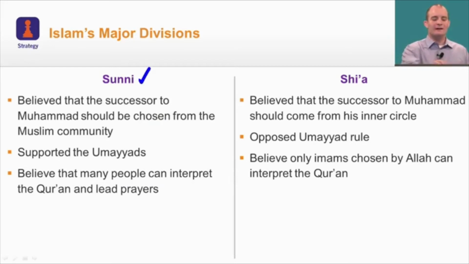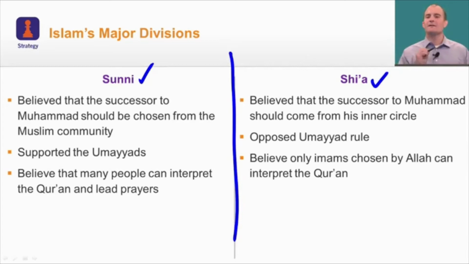So we just looked at the Sunnis. Now, let's take a look at the Shias. Now the Shias believe that the successor to Muhammad should come from his inner circle, not from the Muslim community as a whole. And the Shias opposed the Umayyad rule, and they also believed only imams chosen by Allah can interpret the Quran.